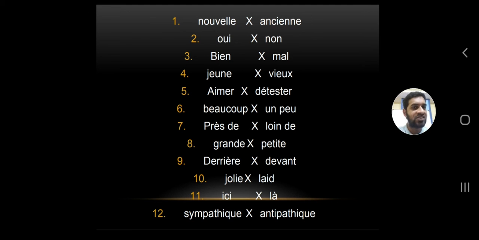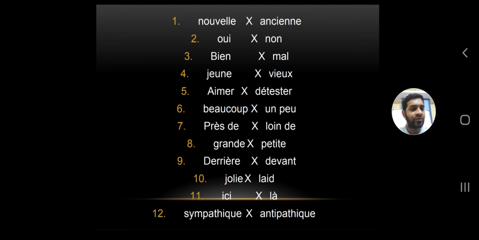So if it's a verb, if it's given in infinitive form, give the infinitive form. If it's conjugated, you got to conjugate it with the right form. Beaucoup, un peu, a lot, a little. Près de, loin de, nearby, far from. Grande, petite, big, small. Same way the adjectives, if it's given in feminine form, you got to write the feminine form. If it's given in masculine, masculine. So plural, plural, same way. Derrière, devant. So derrière means behind, devant means before.